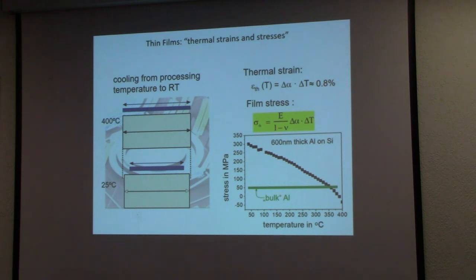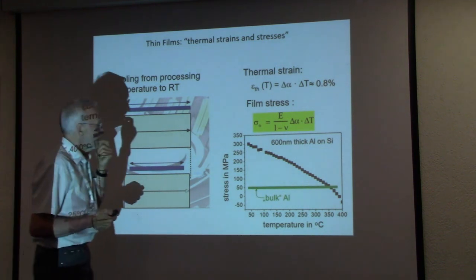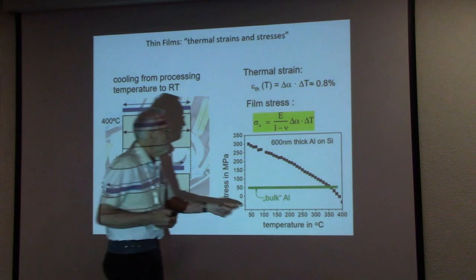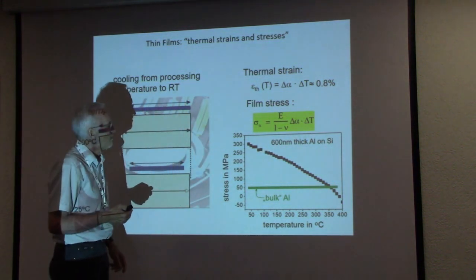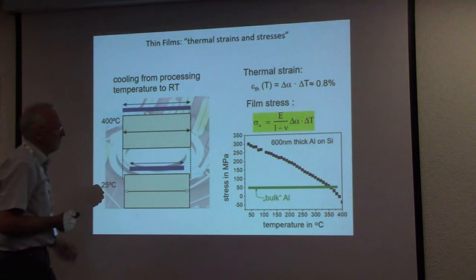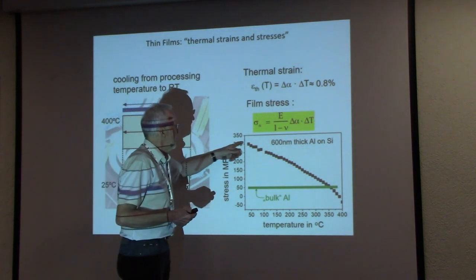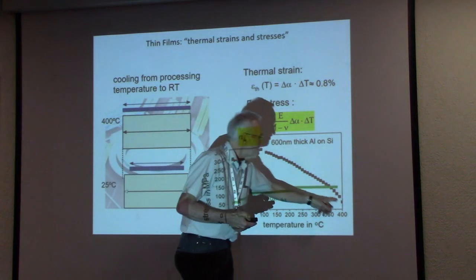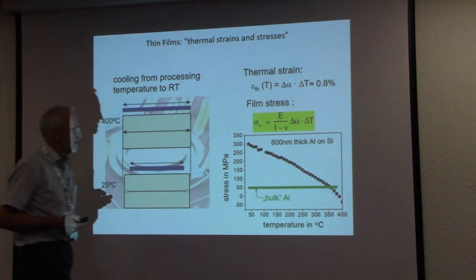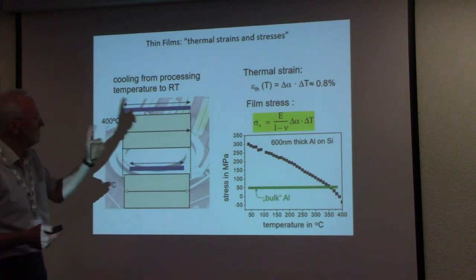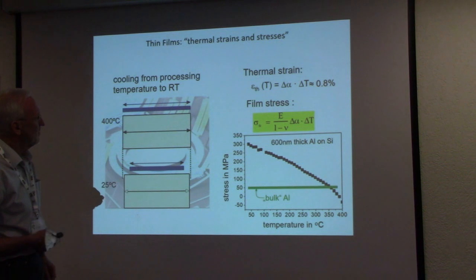Here, what is this? Oh, this is the yield stress of aluminum as a function of the temperature here of the 500 nanometer film. You can see the yield stress varies strongly with the temperature. It is very high near room temperature, and it goes down to very small values. Oh, that is the change of the stresses. That's not correct.